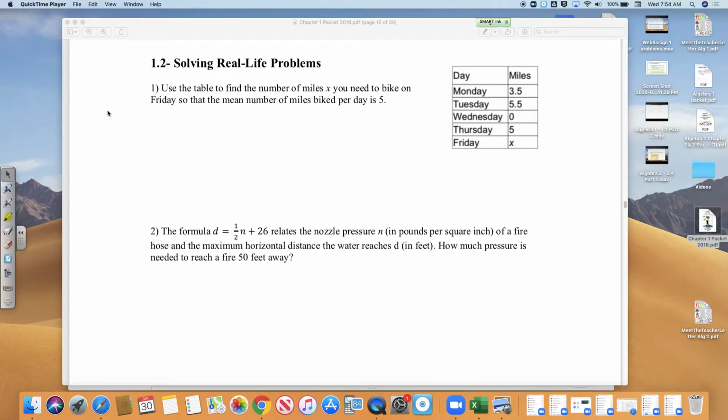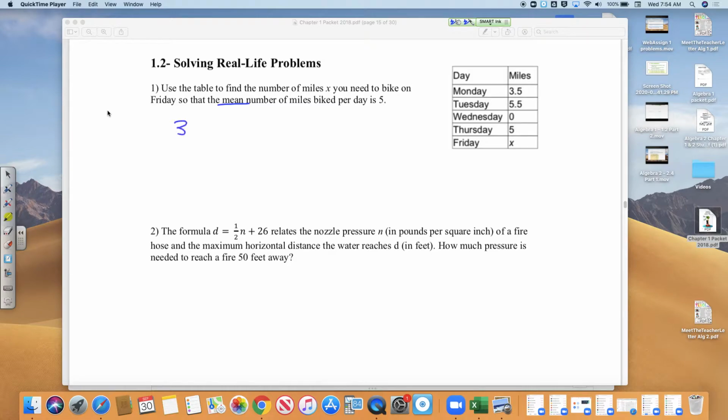So the first thing that we have to understand here is it's asking us for the mean number, and the mean is the average. So to solve this problem, we know that we want to have an average of 5 miles biked per day. We have 3.5 on Monday, 5.5 on Tuesday, 0 on Wednesday, Thursday 5, and Friday is what we're trying to figure out how many we would have to bike to make it to 5 miles per day. So to find the mean, we basically add all the numbers and divide by the number of numbers.